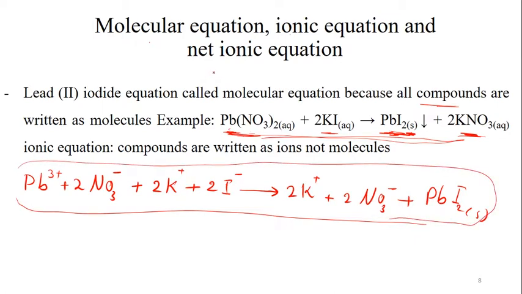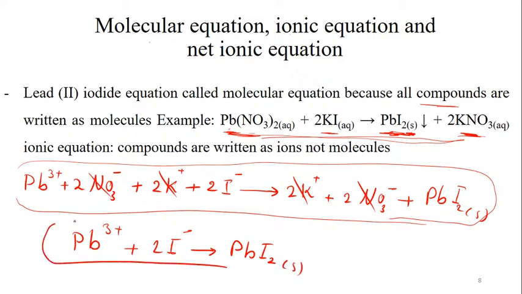Now I need to write my net ionic equation. So I cancel this one with this one, and that part with that part, and I end up with my net equation. So I will have lead plus 2 iodide ions to give me lead iodide, which is a precipitate. This is my net ionic equation. So I first have my molecular equation, then the ionic equation, and the last one, after cancelling the represented species, will be my net ionic equation.